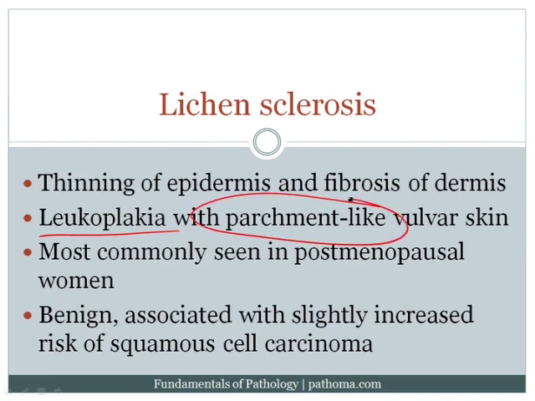This is usually seen in postmenopausal women. There's sort of atrophy that occurs of the epithelium, and then over time there's some fibrosis of the dermis, and that results in what we call lichen sclerosus. Now, one very important principle here, and that is that this is benign. All right. However, it is associated with a slightly increased risk of squamous cell carcinoma. You could probably bury that away for a minute, and I'll touch on it later, as you'll see.